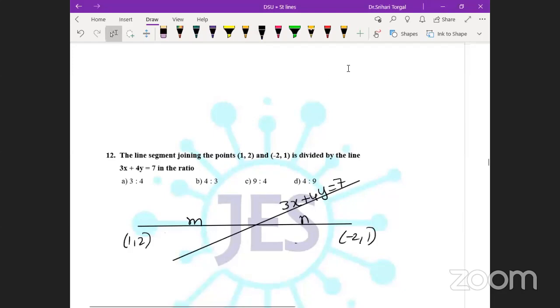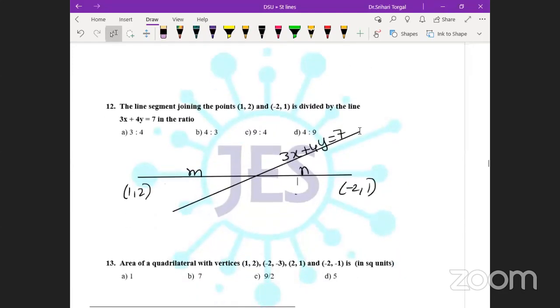To find out this ratio, I'll tell you one more technique. Just write down minus bracket by bracket.